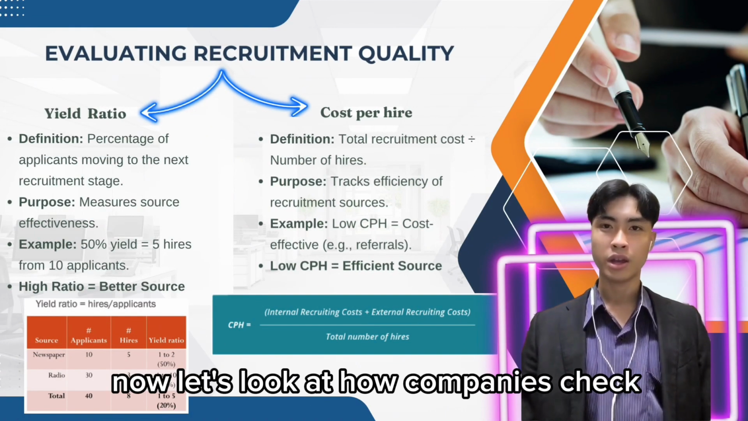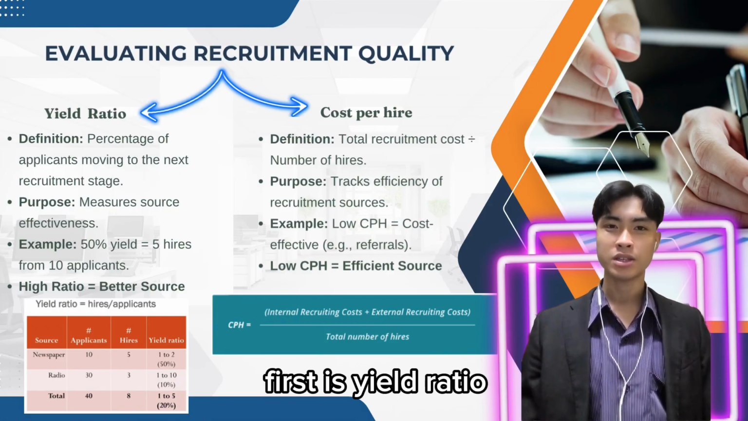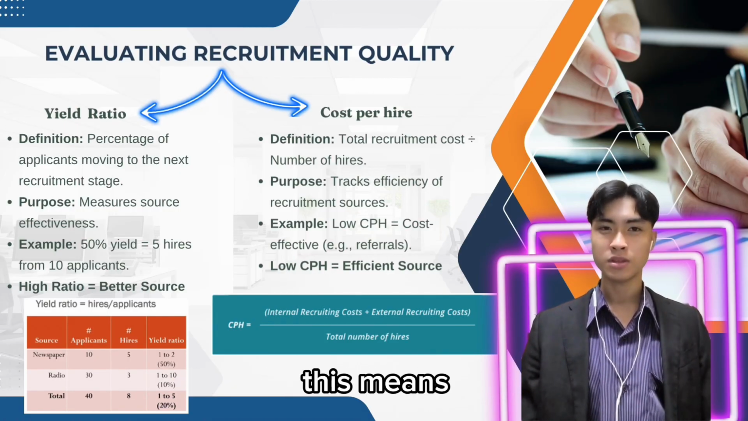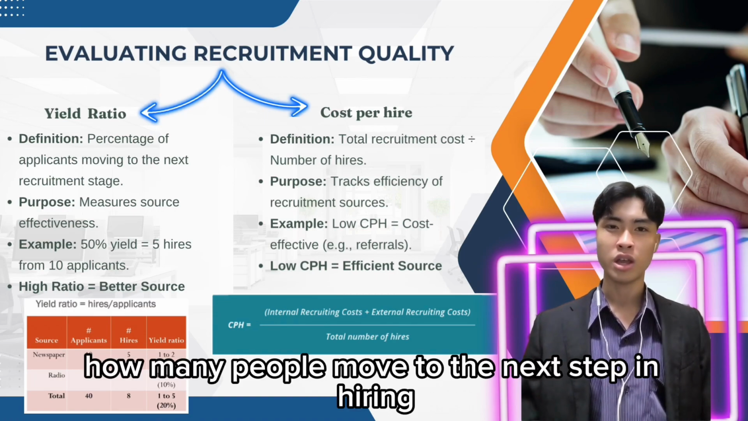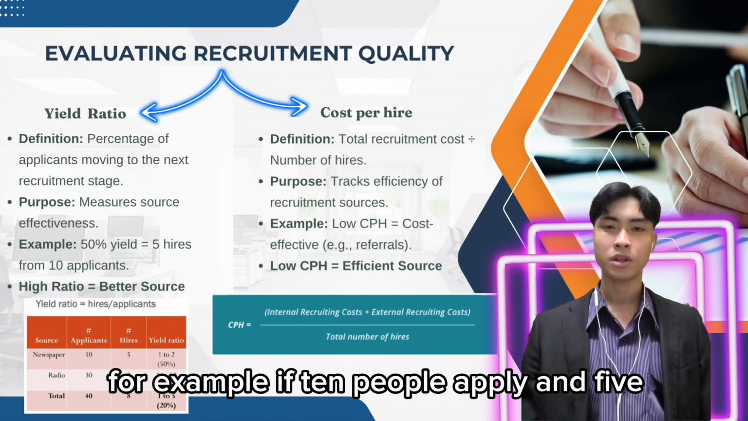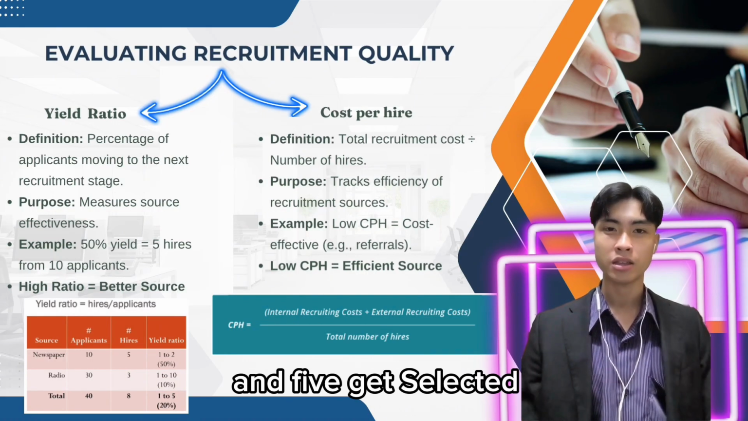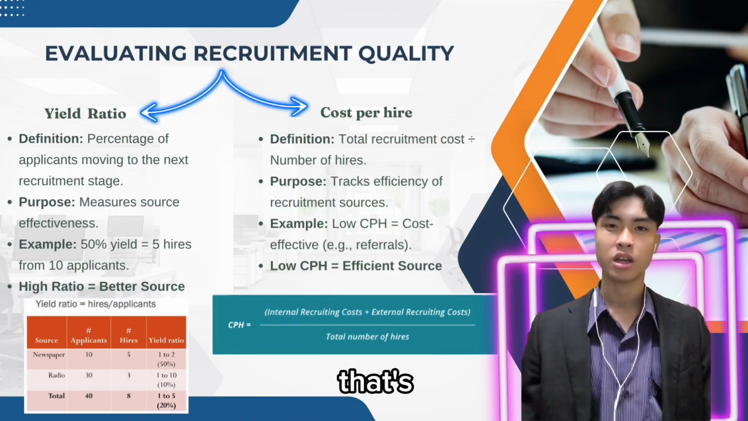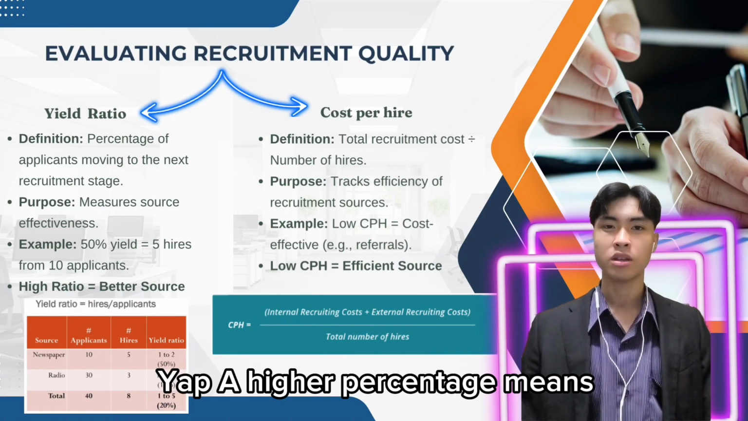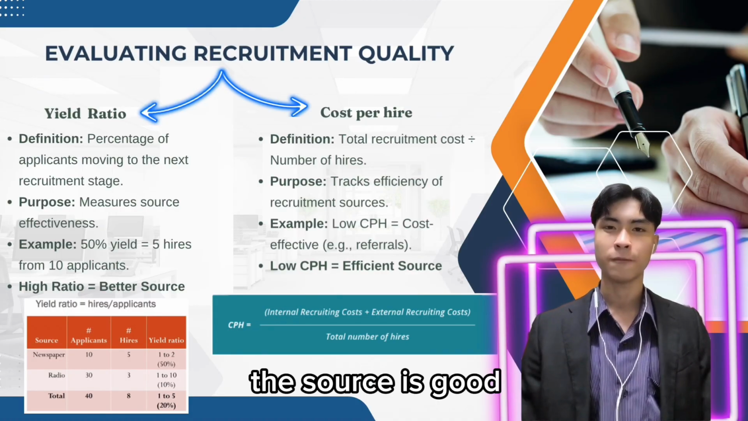Now, let's look at how companies check if their recruitment is good. First is yield ratio. This means how many people move to the next step in hiring. For example, if 10 people apply and 5 get selected, that's a 50% yield. A higher percentage means the source is good.